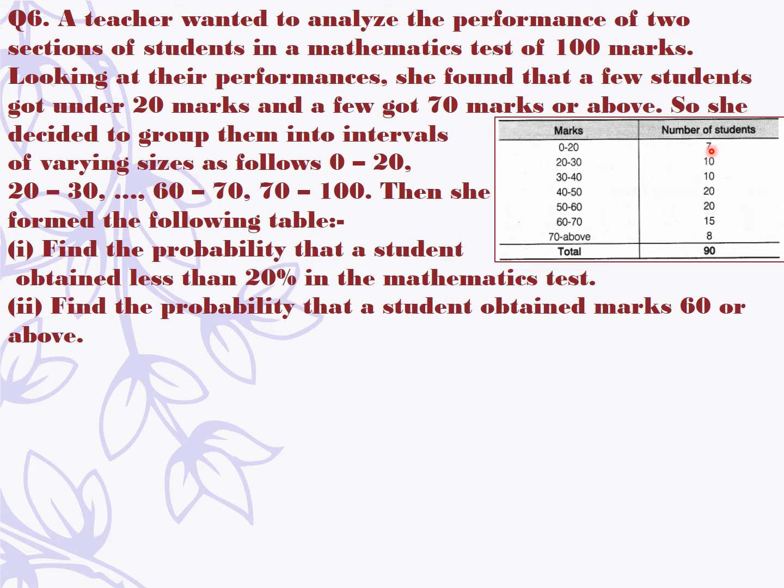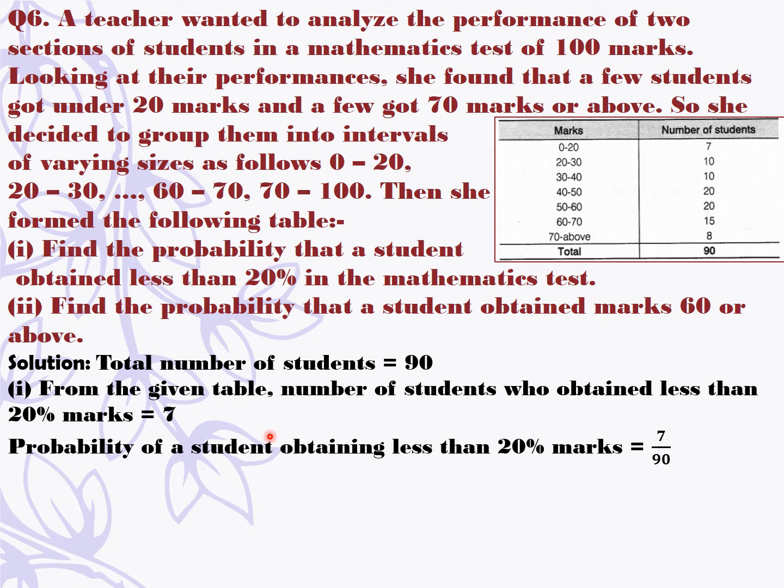7. To solve the sum, first we will write down the total number of students as 90. Now, from the given table, the number of students who obtained less than 20% is 7. From here only we can say. Now, in this case, the event is students obtaining less than 20% marks.